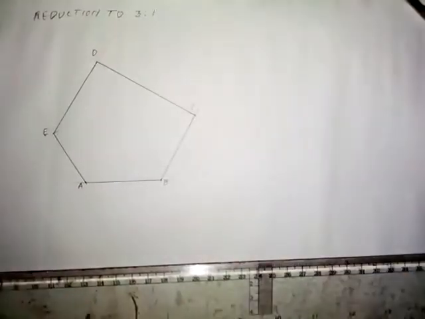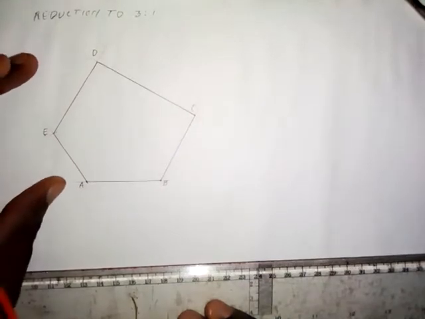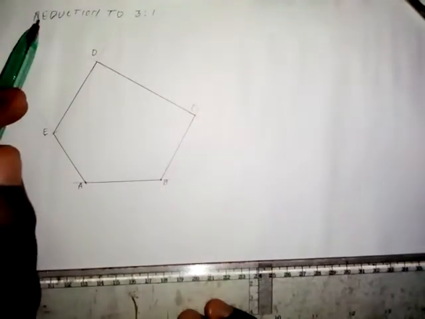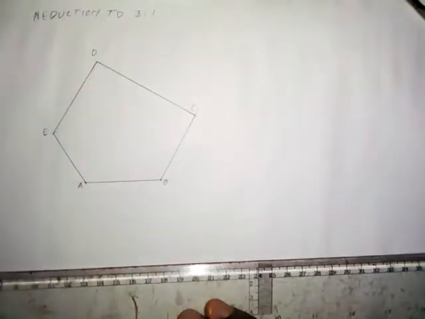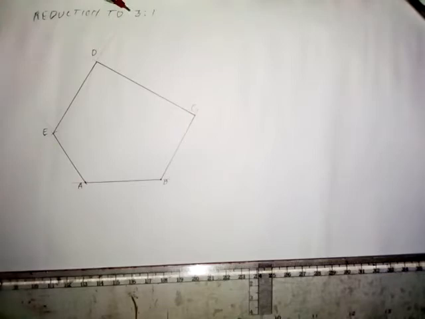Alright, here I want to show you how you can reduce this given figure to a given proportion. As you can see here, reduction to 3:1. So we want to reduce this object from size 3 to size 1. So that's what we want to do now.